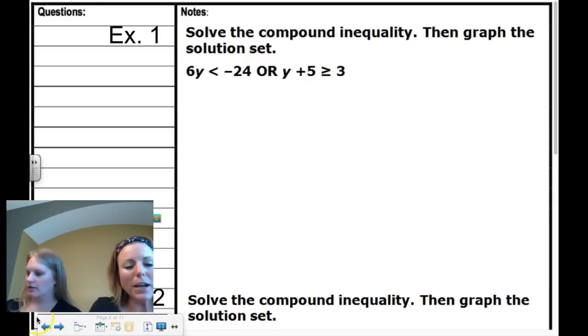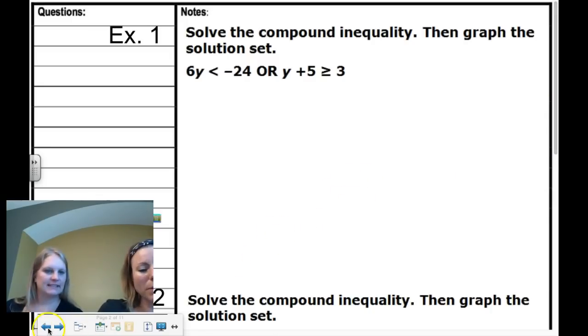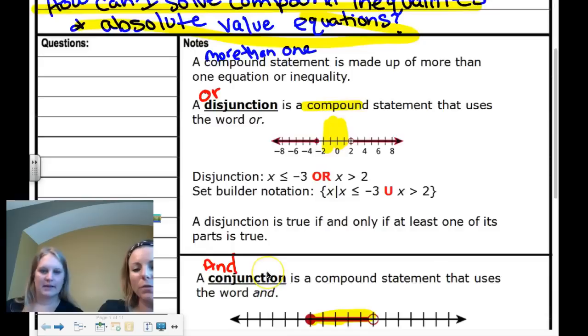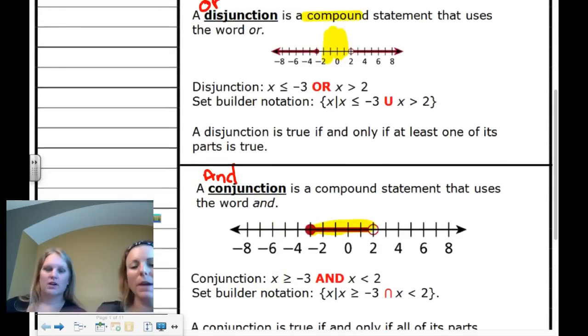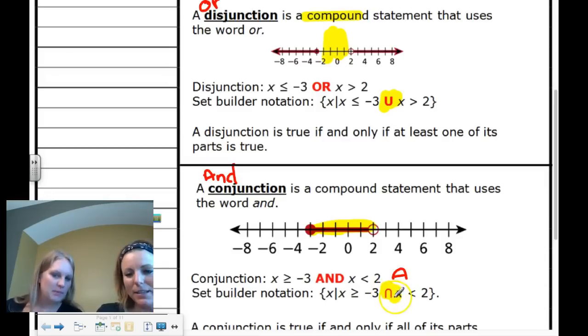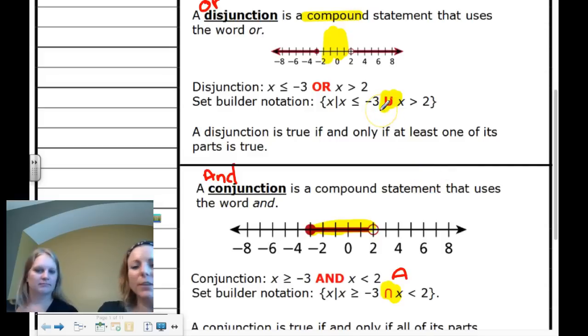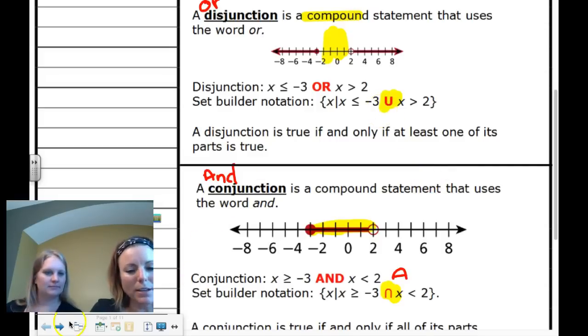We forgot something. Let me flip back here. For the or, if you look here, it's got the U. And the and has the upside down U, which kind of looks like the start of an A. That's how we remember: one's the and, the other one's the or.